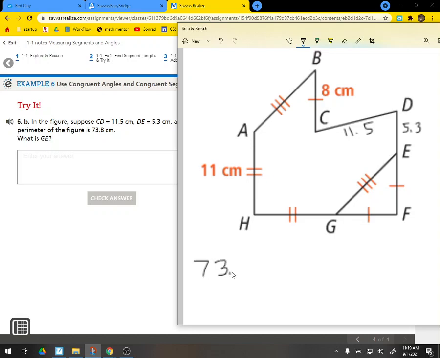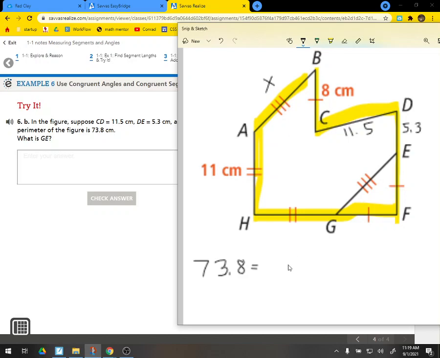So I know the perimeter is the entire way around. Well, 73.8 is the entire way around. So that's this side plus this side plus this side plus this side, all of it, plus this side, all of it, plus this side. That would be the perimeter. So we know the perimeter, then it has to be, wait, we don't know this triple line, do we? So we can call that x.